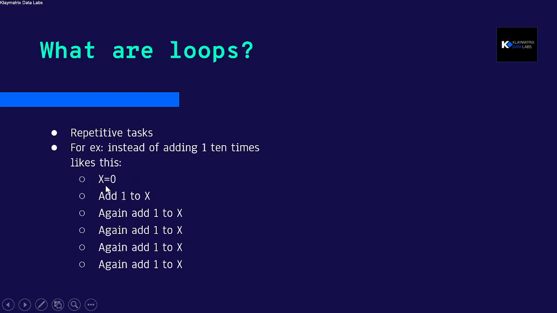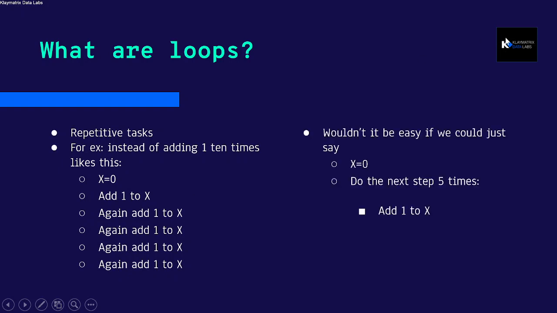If you initiate a variable x and then add 1 to it again twice, thrice, four times, and five times, then you can get the value of x with 1 added five times, right? But instead of doing it like this in one, two, three, four, five steps, it would be better if you could do it this way. It would be better if you could do it like this.